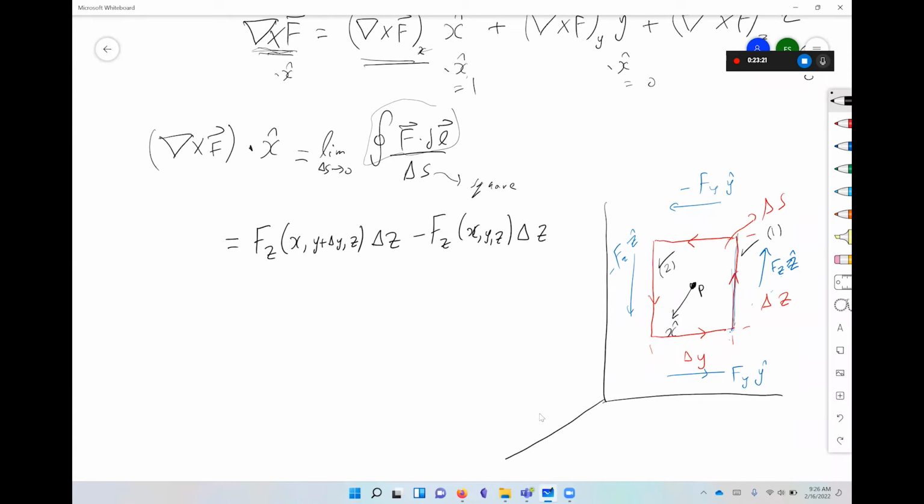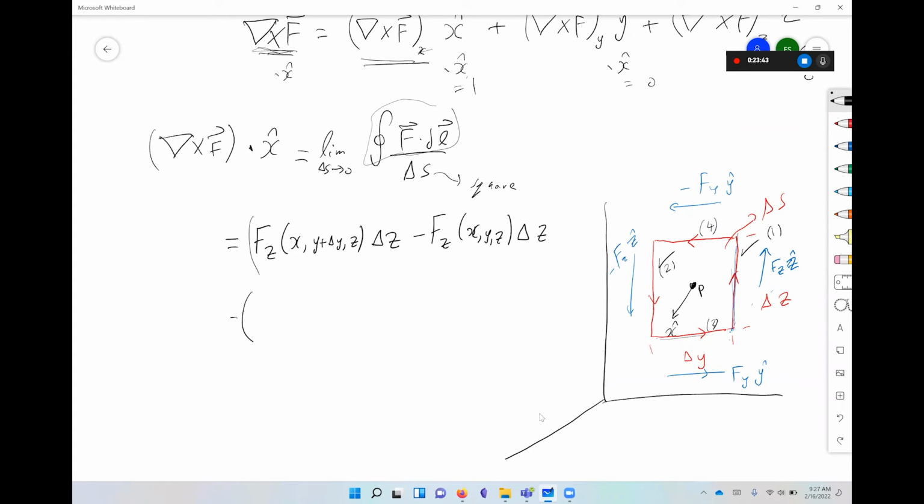Then I have to do this segment 3 and this segment 4. That segment is going to be, well, I'm going to start here. It's going to be positive, but let me take a negative sign out.